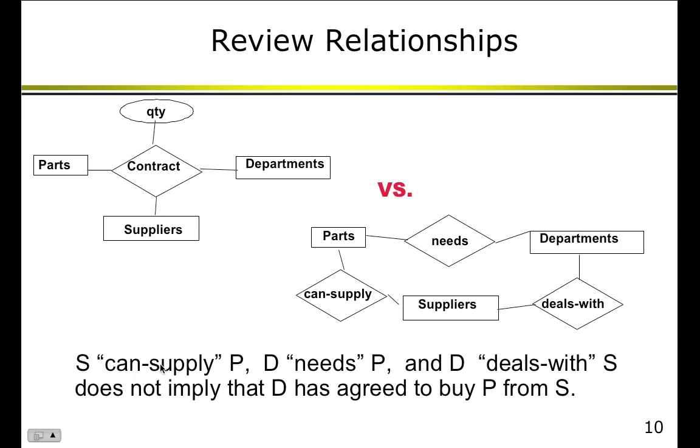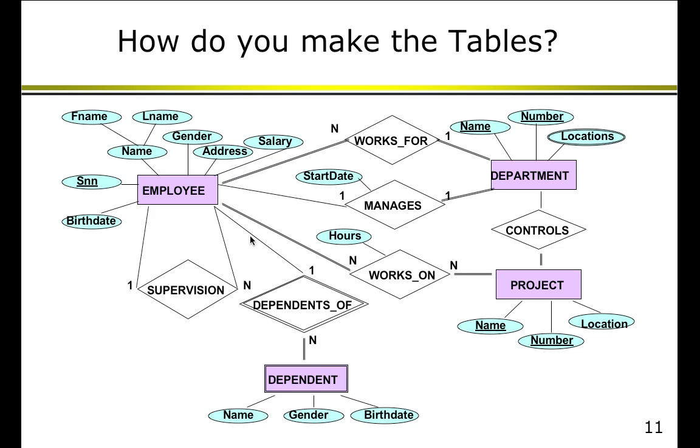So it reads differently. S can supply P, D needs P, and D deals with S. That does not imply that D has an agreement to buy from S and P. So in terms of the business logic, you can review the relationship and restructure it. Sometimes it actually helps to take the diagram and divide it into different parts. Whether you have 5 diagrams or 1, it still translates into the same number of tables. Theoretically, you should definitely have the same results.